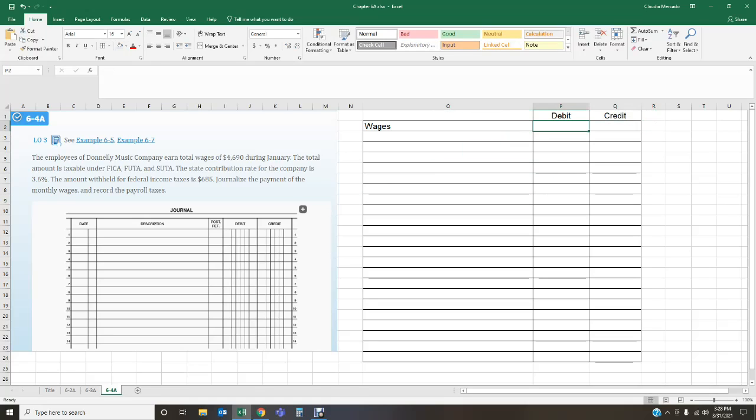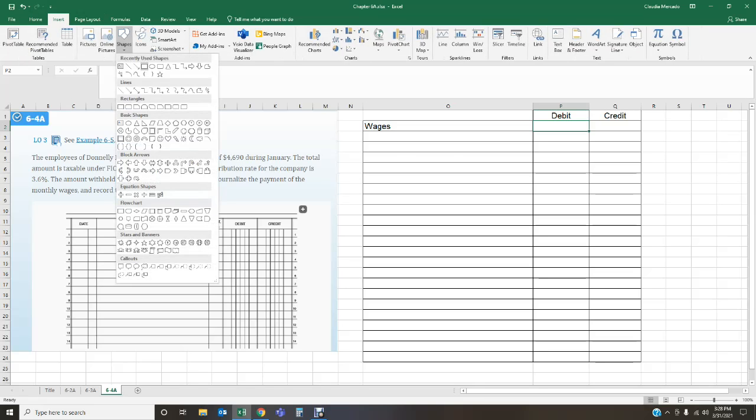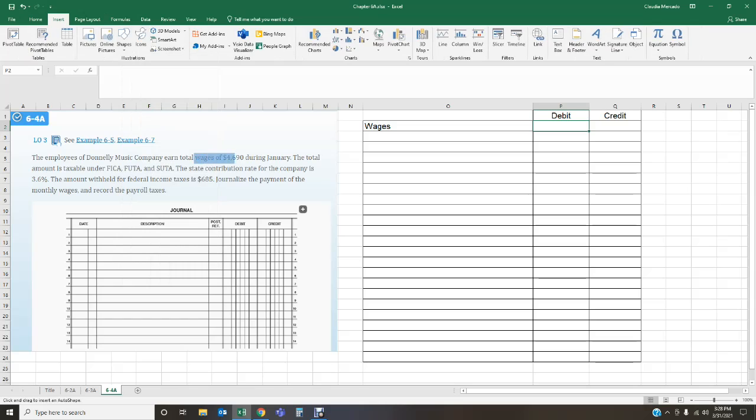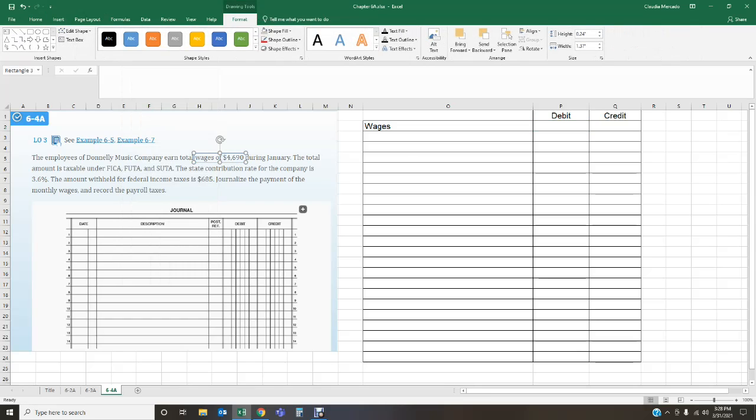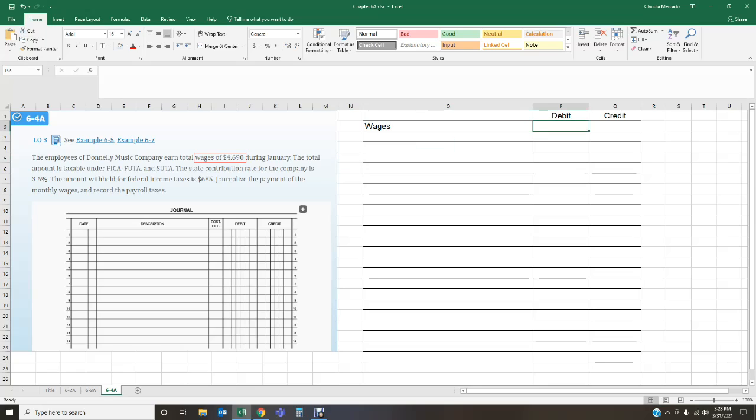So, how much wages are we paying? According to the problem, we are paying wages of $4,690. Make sure we read carefully. $4,690. Wages is an expense account. Normal balance is a debit. So we always start off with your debit entry, which is to wages.